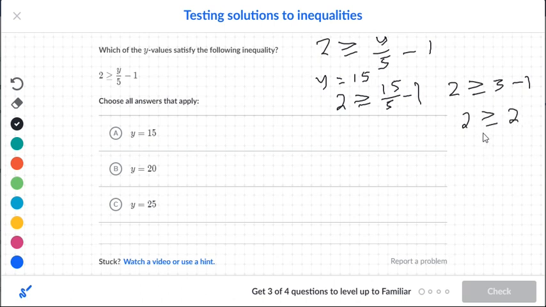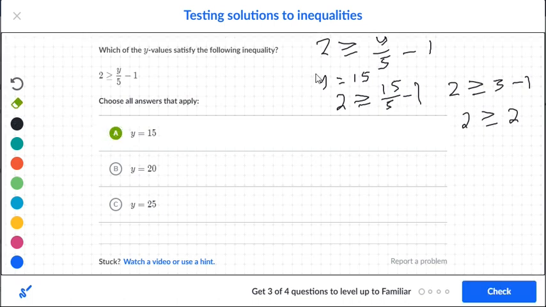Now, wherever the sign opens up to, you can think of this as the better side. So we're going to say 2 is better than or equal to 2. Well, that is a true statement.